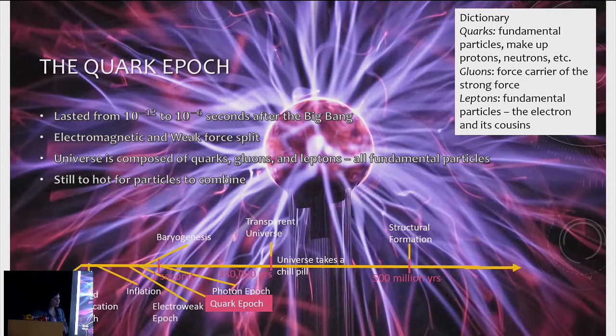And it was still too hot for particles to stick together to form bigger composite particles, but the universe did get a new particle added to the family. So we had quarks and gluons before, and now theories predict that we would have also had leptons. These are all fundamental particles, which means they're not made up of smaller particles, as far as we know. Leptons are like the electron and its cousins. The electron is the one that orbits atoms.